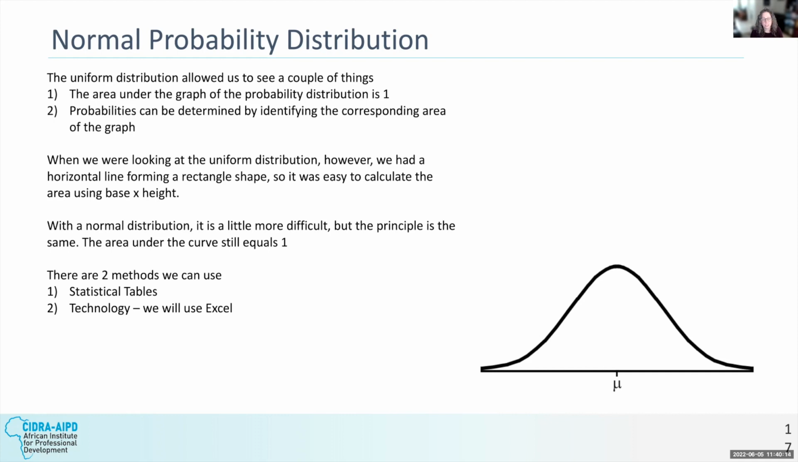Now with the normal distribution, it is a little more difficult because you're going to have to use integration to find that area under the curve, but the principle is the same because the area under the curve still equals 1. So luckily, we do not have to do any math integration. We can use statistical tables, which is one method. And what we're going to be using is technology. We're going to use Excel for this course.